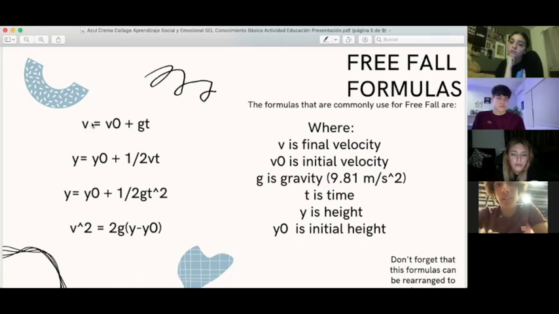The second one is height equals initial height plus 1/2 times velocity times time. Then we have height equals initial height plus 1/2 times gravity times time squared. And the last one is velocity squared equals 2 times gravity, and in parentheses, height minus the initial height.